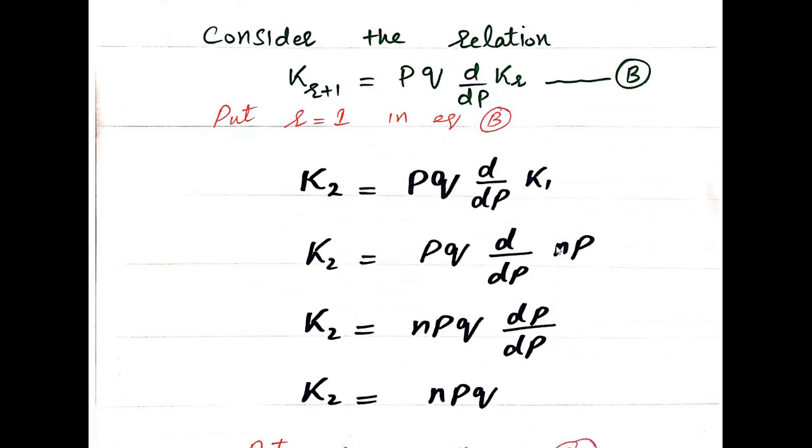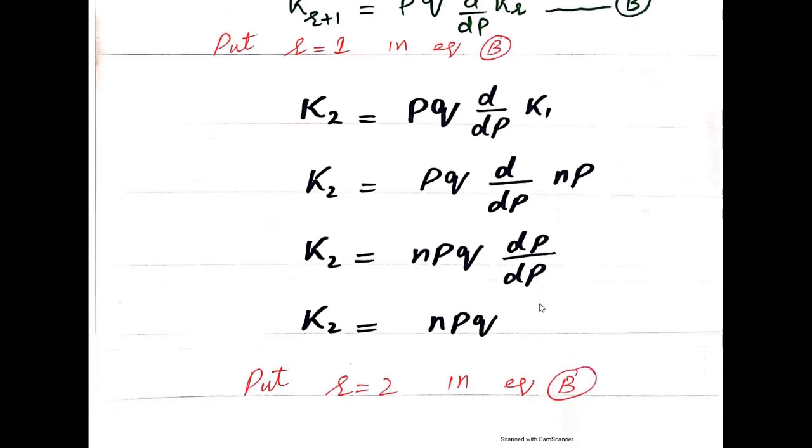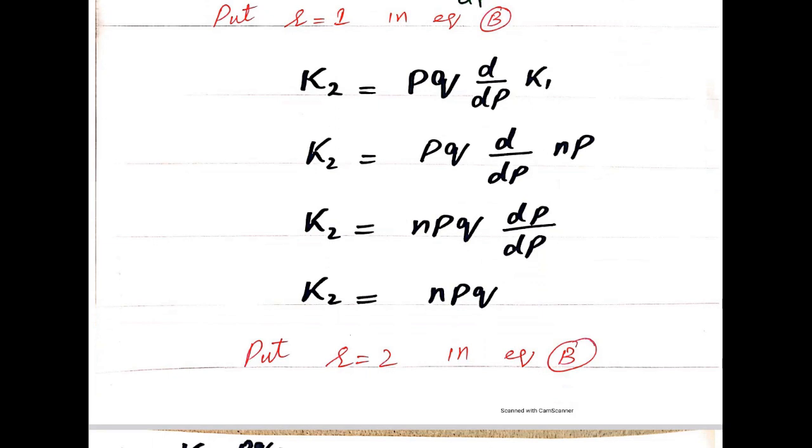N is the constant. Take the outside from derivative: npq, dp over dp. Derivative of dp over dp is equal to 1. So we prove that k2, the second cumulant, is equal to npq.